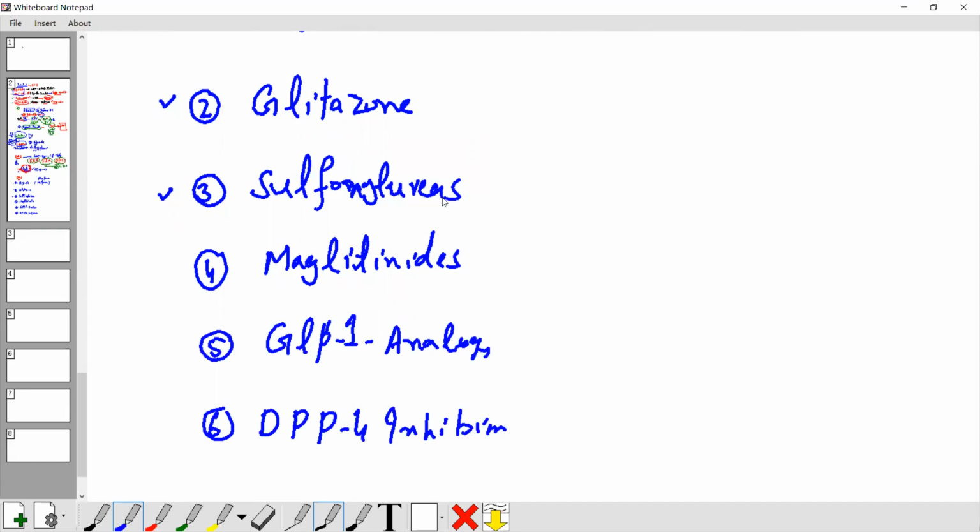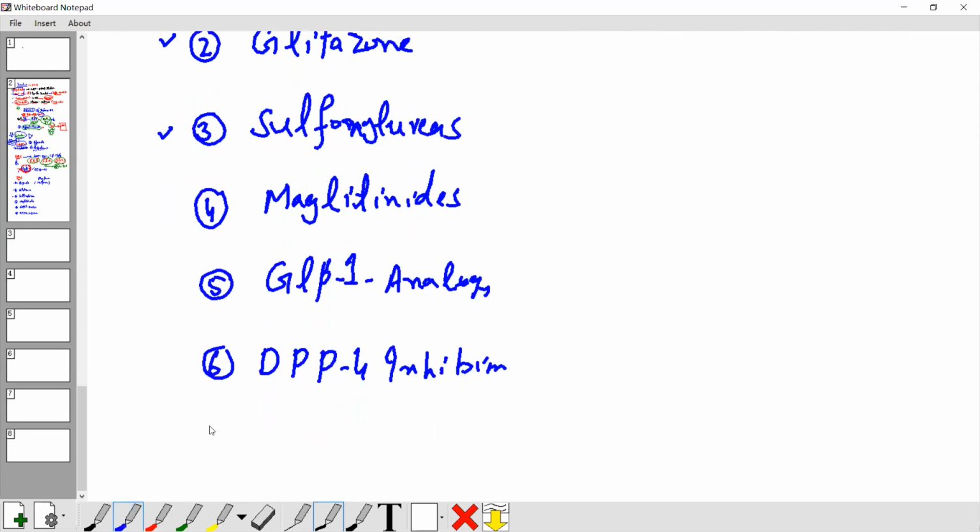DPP4 inhibitor. Okay. Glucagon-like peptide 1 analog, DPP4 inhibitor. Number 6, done. Number 7, sodium dependent glucose transporter 2 inhibitor. This drug works in the kidney.